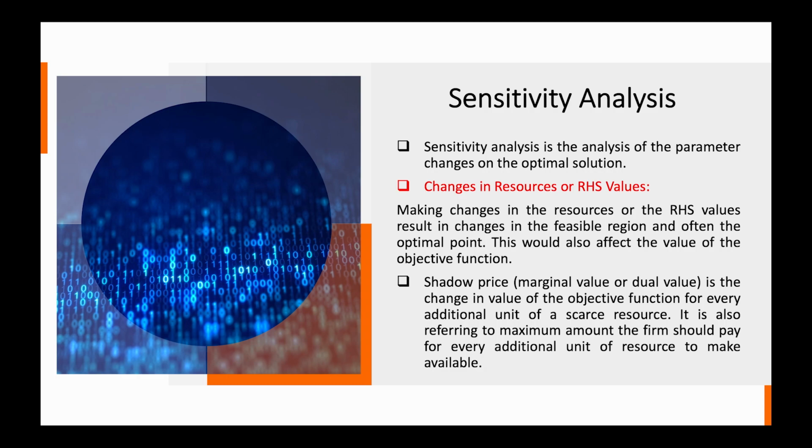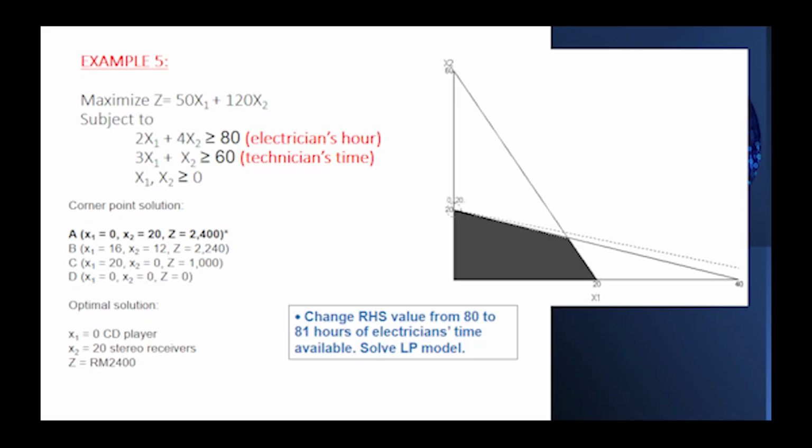Shadow price, or marginal value, or dual value, is the change in the value of the objective function for every additional unit of the scarce resource. It also refers to the maximum amount the firm should pay for every additional unit of resources to make available. Look at example number 5.